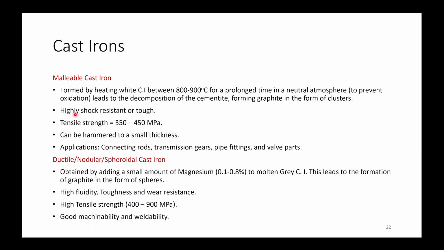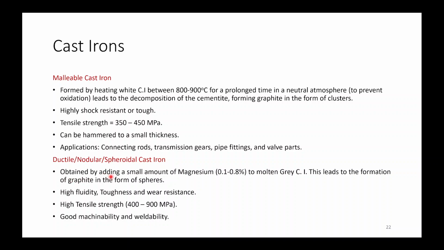It is highly shock resistant and tough, and it has high tensile strength from 350 to 450 megapascal. It can be hammered to a small thickness, and the applications are in making connecting rods, transmission gears, pipe fittings and valve parts. Now other categories, ductile cast iron, which is also known as nodular or spheroidal cast iron.